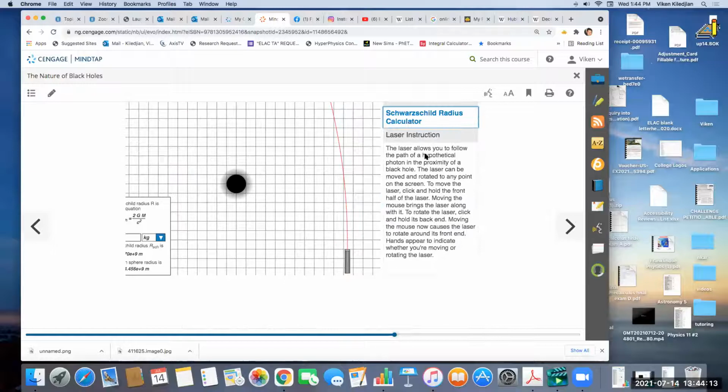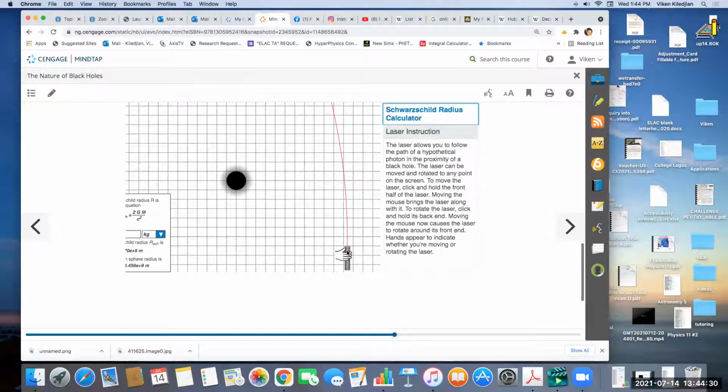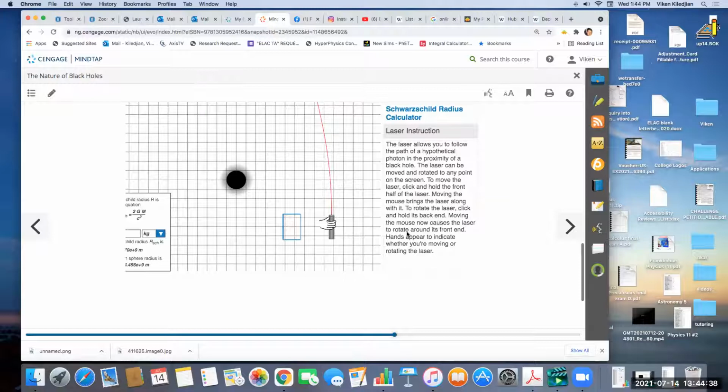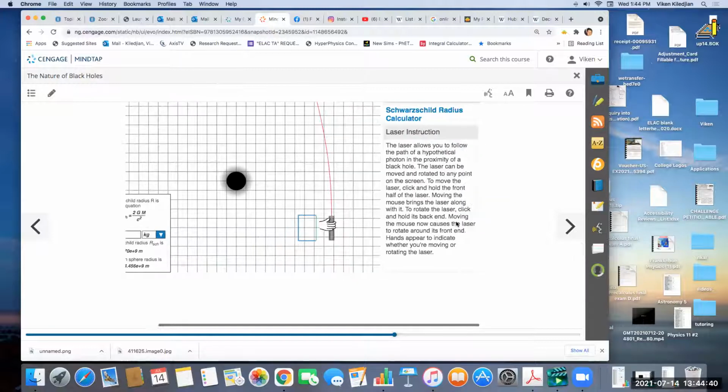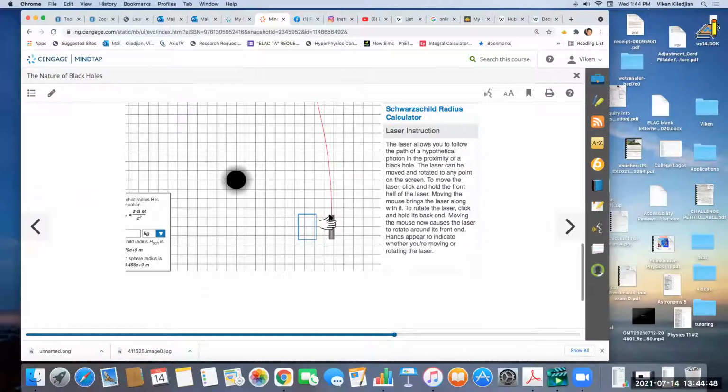Laser instruction. The laser allows you to follow the path of a hypothetical photon in the proximity of a black hole. The laser can be moved and rotated to any point on the screen. To move the laser, click and hold the front half of the laser. Moving the mouse brings the laser along with it. Okay, so there you go. Right there. Then it says to rotate the laser. Moving the mouse now causes the laser to rotate its front end. Hands appear to indicate whether you're moving or rotating.